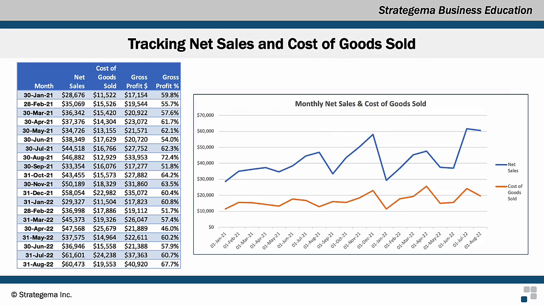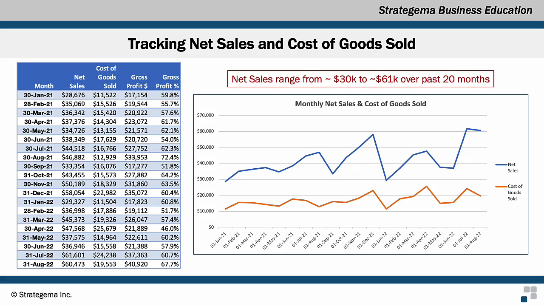So let's start with a graph of net sales and cost of goods sold for the entire 20-month period. Here we can see that the net sales varies considerably from month to month and ranges between approximately $30,000 to $61,000. We can observe the low points being in the months of January, February, and March, and the high points around October, November, and December.